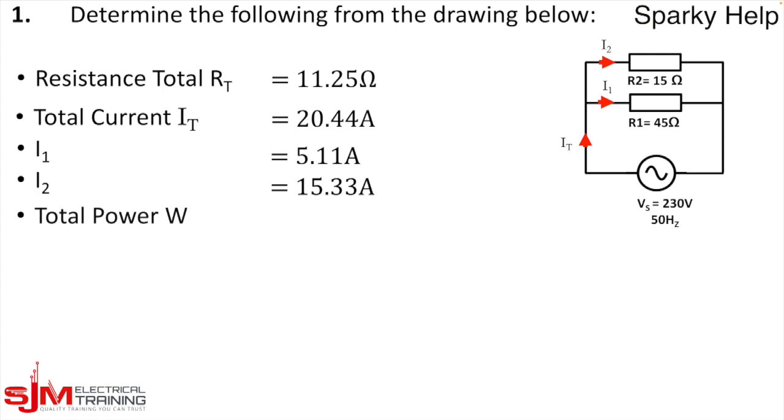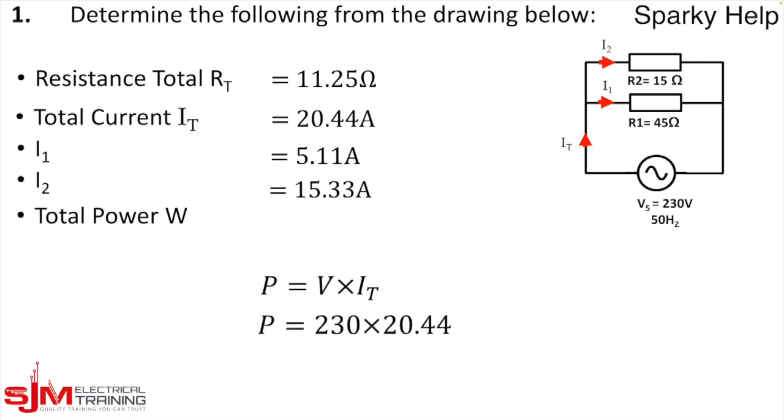How do we calculate the total power? Again, there are many ways, but I'm going to stick with a tried and tested one on this particular one, and that is power is equal to volts times current. As it is the total power, we need to make sure we use the correct values, so they are the total values in all cases. So that is Vs times IT, which becomes 230 times the total current, which was 20.44 amps. And that comes to 4,701.2 watts, or approximately 4.7 kilowatts.